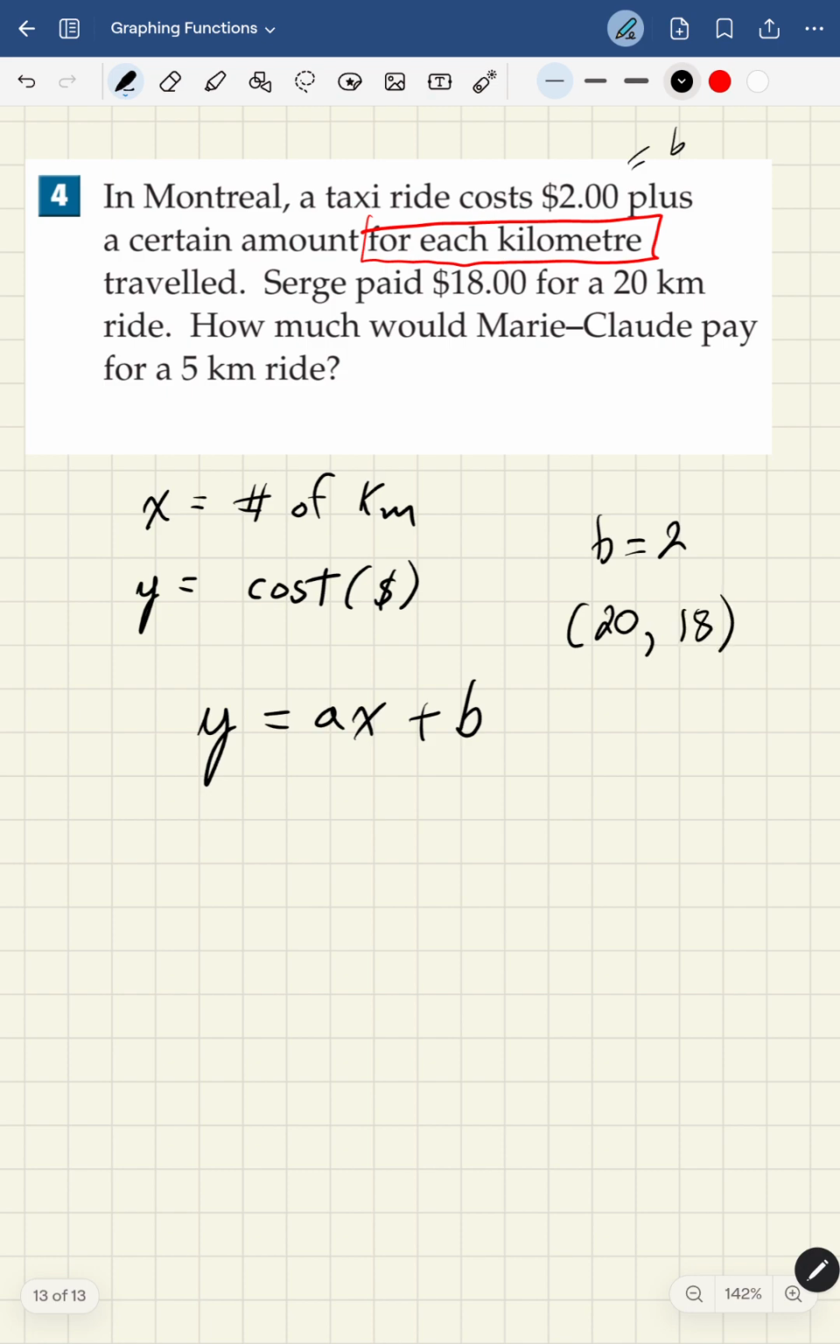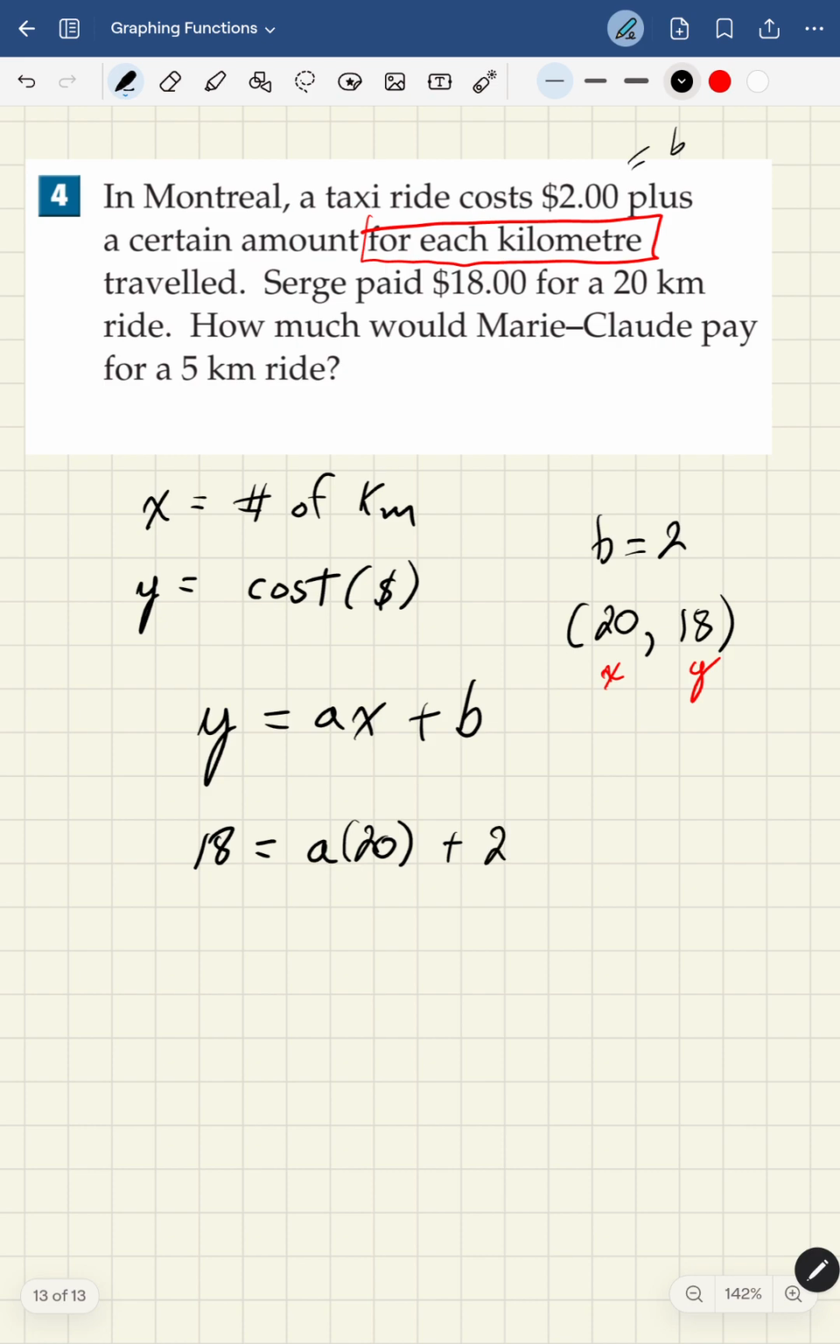So how much will it cost for 5 kilometers? Well, if we have the rule, we can easily find this. So the information given is this initial value and 20 kilometers for $18. So let's plug that into the rule. Remember that this is an x and this is a y. So let's plug everything into the rule. We know the y is 18. The a we don't know, that's the cost per kilometer. But we know the x is 20 and the initial value is 2.